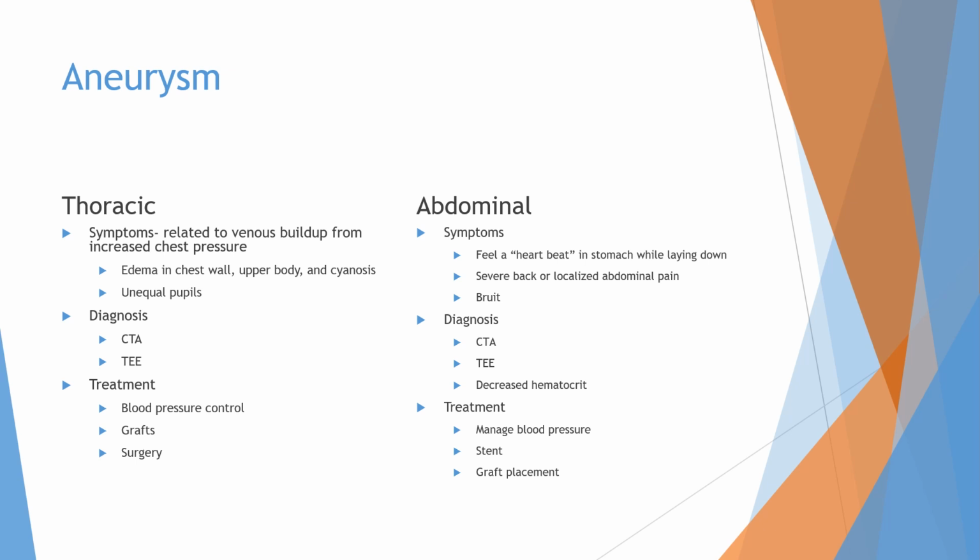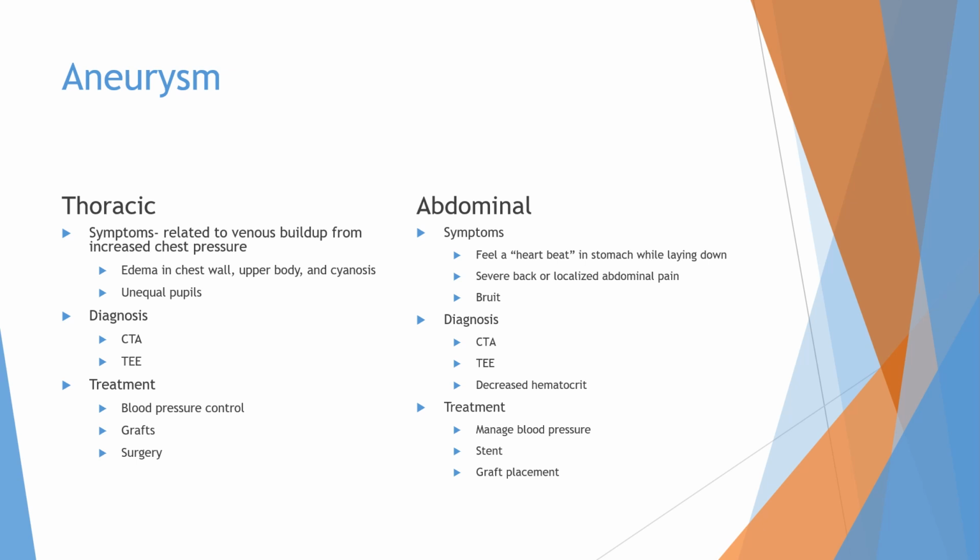So symptoms of a thoracic aneurysm. We can see some venous buildup, right? So we're having kind of a backflow of blood from our aorta. So we can see JVD, we can see edema of the chest, upper body, cyanosis. We can see unequal pupils because we're not able to drain our venous blood flow appropriately.